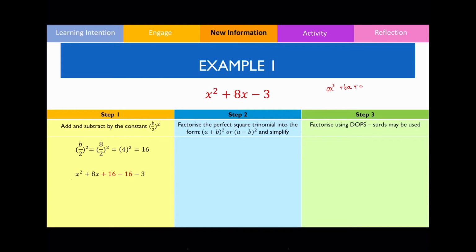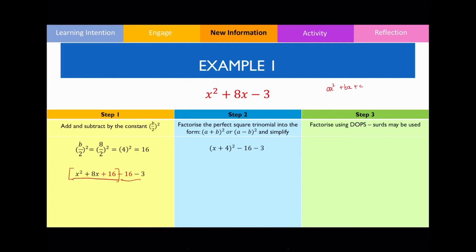If I just underline these 3 terms over here, you can probably see that this is an example of a perfect square. Because it's a perfect square, I'm hoping you can realize that you can factorize these 3 terms as (x + 4) whole squared. And I've rewritten the rest on its own, so that'll be negative 16 take away 3.